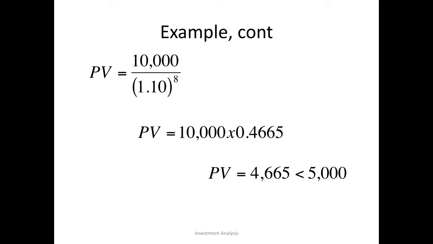Since the trees are going to cost me $5,000 to plant today, what this means is I actually don't want to undertake this investment because my revenue stated in today's dollars is less than the cost in today's dollars, and it doesn't make sense to undertake this as an economic opportunity. I'm going to lose money.